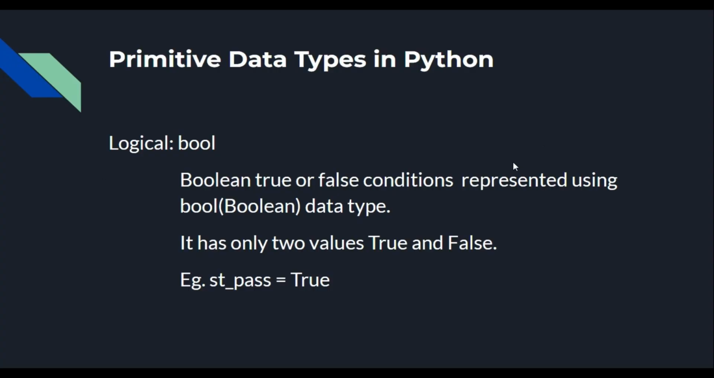Next is logical. So boolean true or false conditions are represented using the bool or boolean data type, right? It has only two values, true and false. Whenever you want to represent these logical conditions, true and false, at that time you can use this bool data type. For example, I have taken stpass is equal to true, meaning I want some condition to be true, so that's why I have taken the boolean data type.